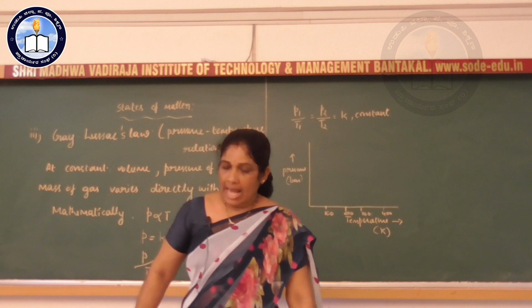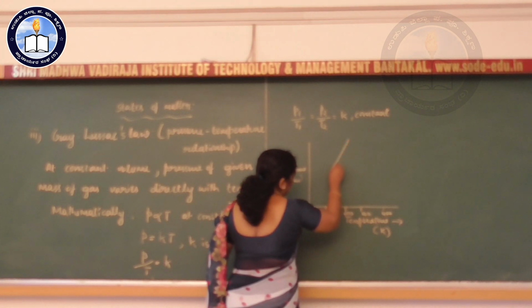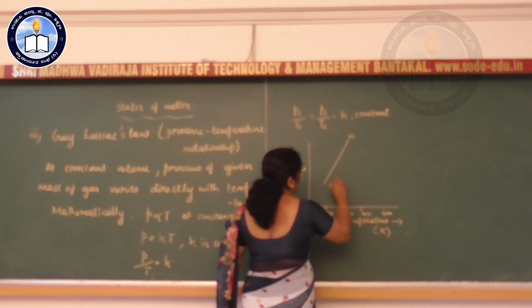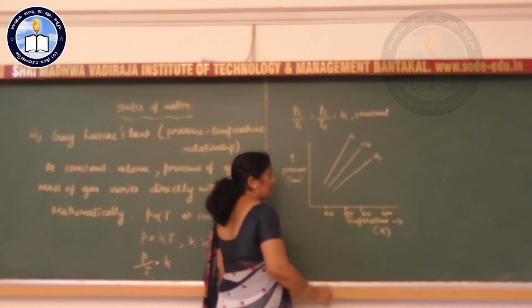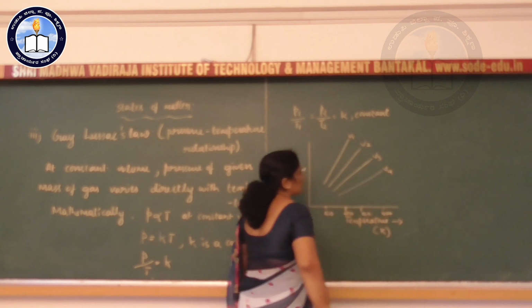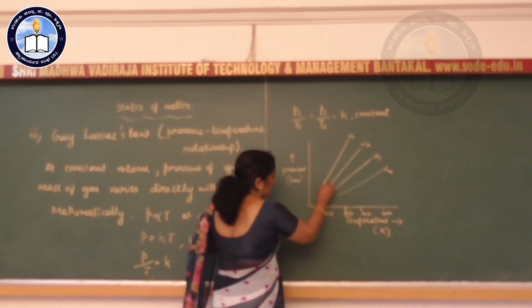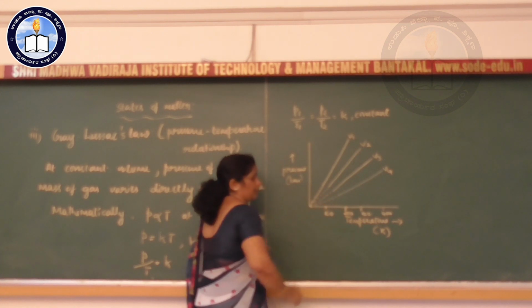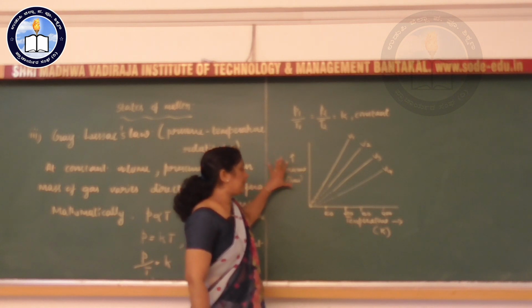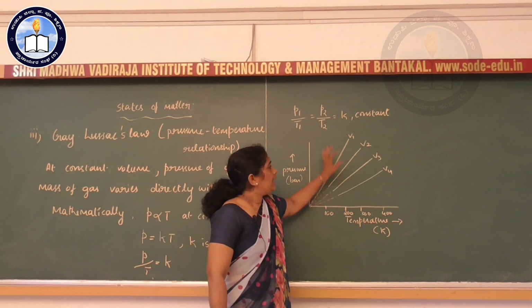If we plot a graph at different constant volumes, for example volume V1, volume V2, volume V3, volume V4, and if you expand these, all these straight lines pass through the origin. Okay, remember we are plotting pressure versus temperature, but at constant volume. Here different volumes are taken.